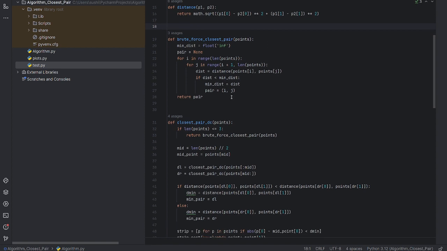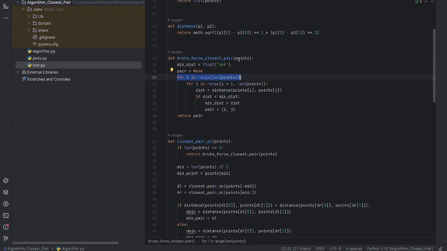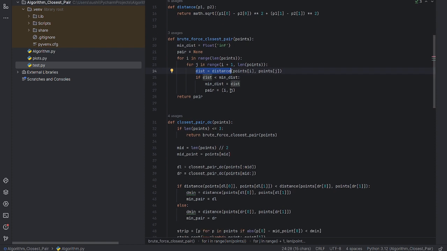Coming to the first approach, which is the brute force approach. This function finds the closest pair of points using the brute force approach. What it does is it iterates through all the pairs of points generated by the generate points function and calculates the distance using the distance function between each pair, and finally returns the pair with the minimum distance.